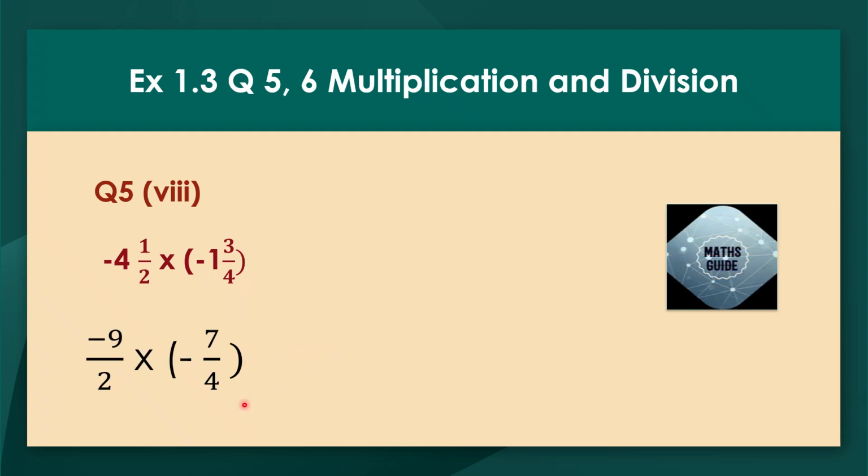So this is the final question. Now the rules are the same, multiply both numerators and denominators. So -9 into -7 is positive 63, and 2 into 4 is 8. So we get 63/8, and we will again convert it into a mixed number, as an improper fraction will be converted into a mixed number in the simplified form.